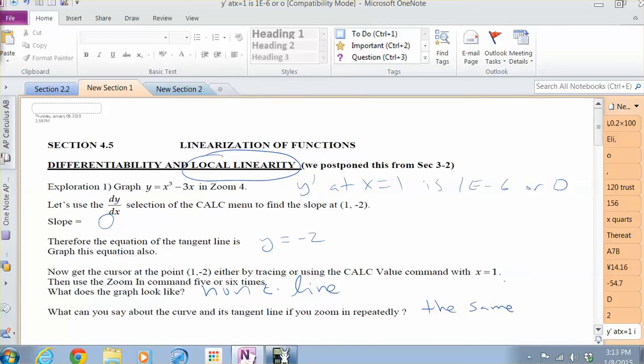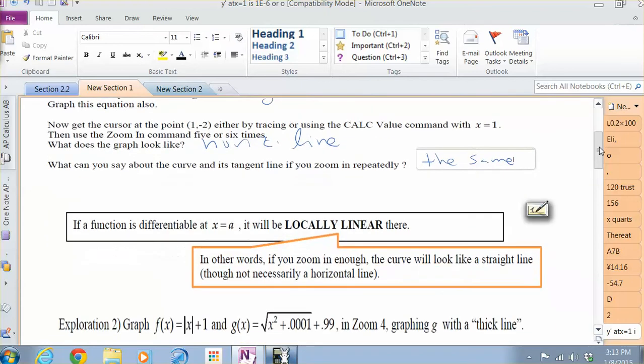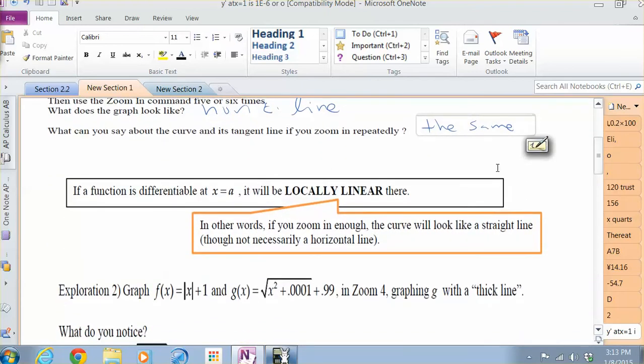So that's what's meant by local linearity, is that any graph, or I should rephrase that, any differentiable function, when you zoom in close enough, it's almost like it has a linear behavior to it. And if you were to draw a tangent line to that particular point, you would see that the tangent line and the curve would eventually coincide. So every differentiable function has something we call local linearity. So if a function is differentiable at x equals a, it will be locally linear there.